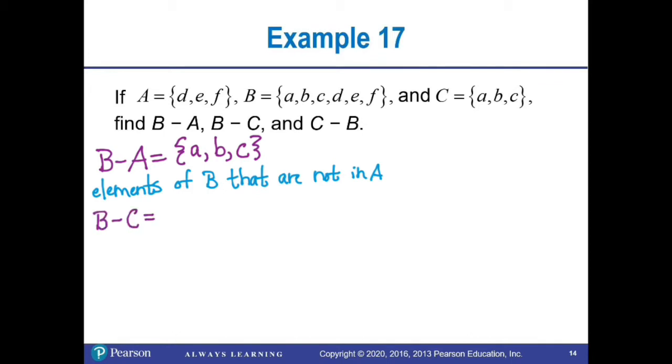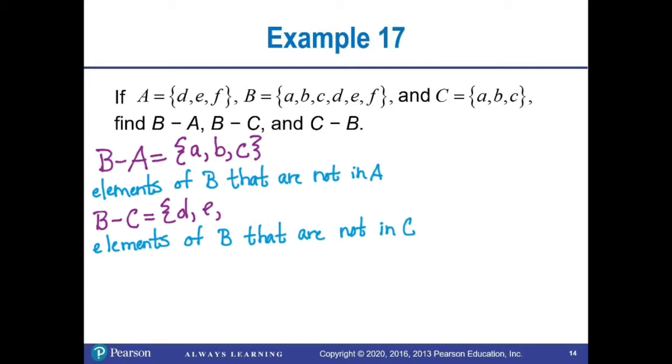The next part asks us to find the set difference of B and C. This would be all of the elements that are in B, but are not in C. As I begin looking at set B, I notice that D is not in C, E is not in C, and finally F is not in C.